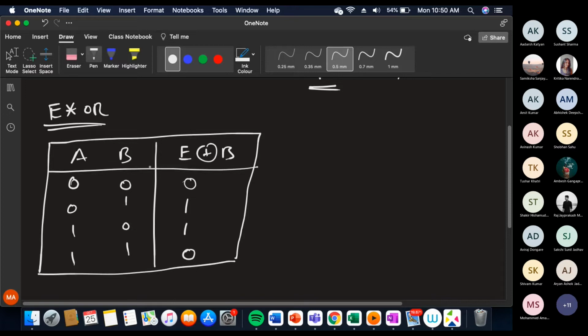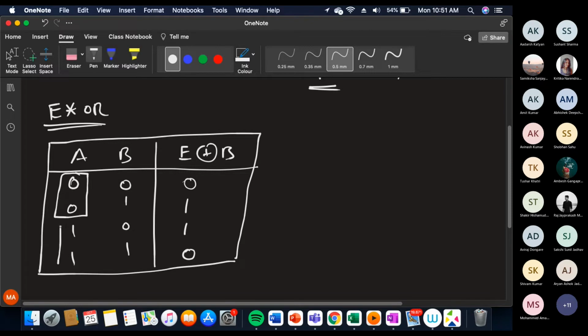If you look closely, if one of my inputs is fixed at 0, what is the output? The output is exactly the second input, right? If I fix one input at 0, and the other input can be anything, if it is 0 the output will be 0, and if it is 1 the output will be 1. Is that clear? Yes, sir. So if one of my inputs is 0, irrespective of the second input, the output has to be exactly equal to the second input. Correct?